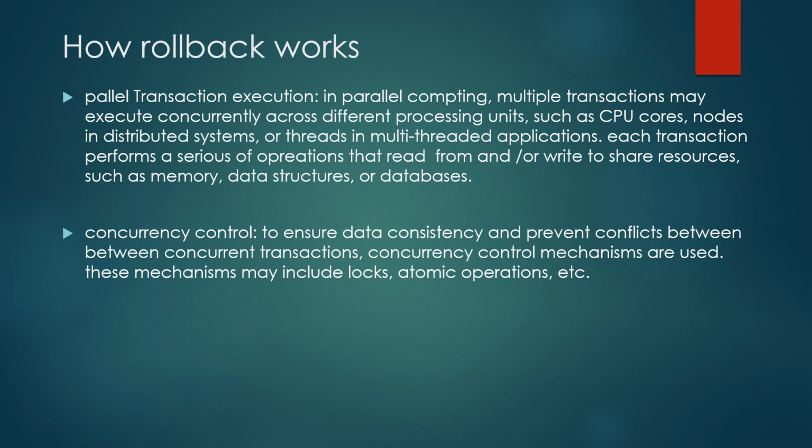All these transactions operate following the other, and if one encounters an error, then it will be set back or rolled back to the previous state. And then under concurrency, we are saying to ensure data consistency and to prevent conflicts between concurrent transactions, concurrency control mechanisms are used. And these mechanisms may include the locks that my colleague was trying to talk about, the atomic operations. Those are mechanisms that help in the rollback process.